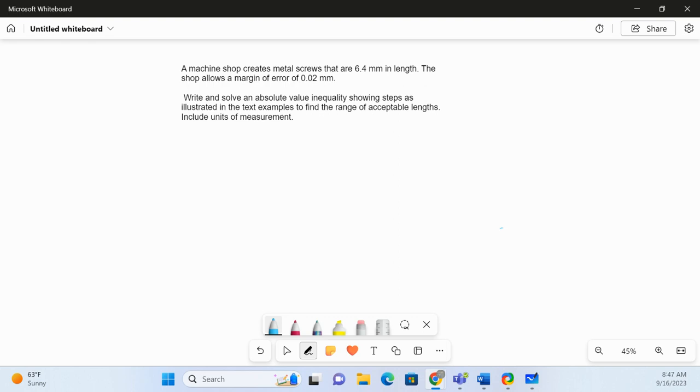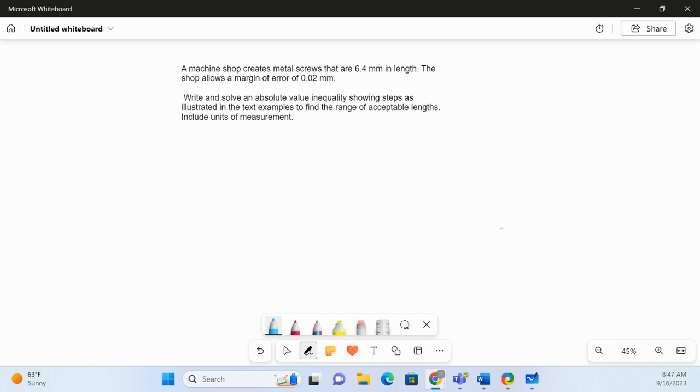We're looking at a similar example to one of your problems in your absolute value inequality lesson. This one is similar to the word problem. We've got a machine shop that creates metal screws that are 6.4 millimeters in length, and the machine shop allows a margin of error of 2/100ths of a millimeter. So we're going to write an absolute value inequality that shows the setup for the margin of error, and then we're going to get a set of values to represent the range of acceptable lengths. So let's take a look at what we have to do here.